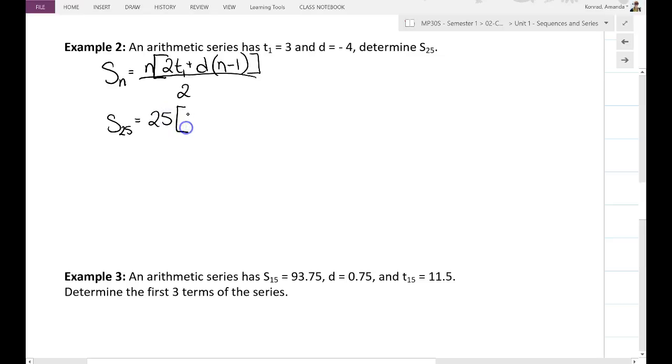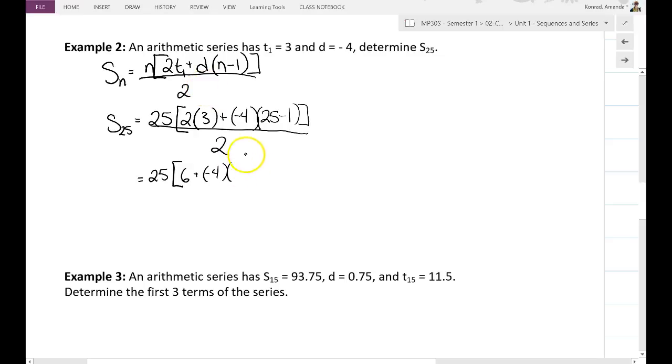25 multiplied by 2 times 3 plus negative 4 multiplied by 25 minus 1, all over 2. So that looks a little ugly. Let's solve some little pieces in the meantime. So we've got 25 multiplied by 6 plus negative 4. And again, you can do these in fewer steps.